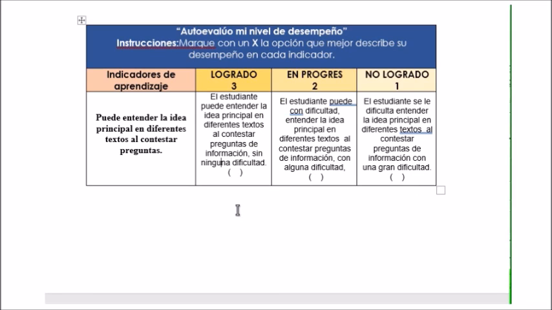Ok, entonces aquí están los indicadores de aprendizaje. Pueden tener la idea principal en diferentes textos al contestar preguntas. Si no tuvo dificultad, pues un 3 al realizar la guía. Si tuviste mucha dificultad, un 2. Y si no lo pudiste lograr o te costó mucho, un 1. Y ya saben, si tienen alguna duda, ocupan instrucciones adicionales, con mucho gusto me pueden enviar un mensaje.